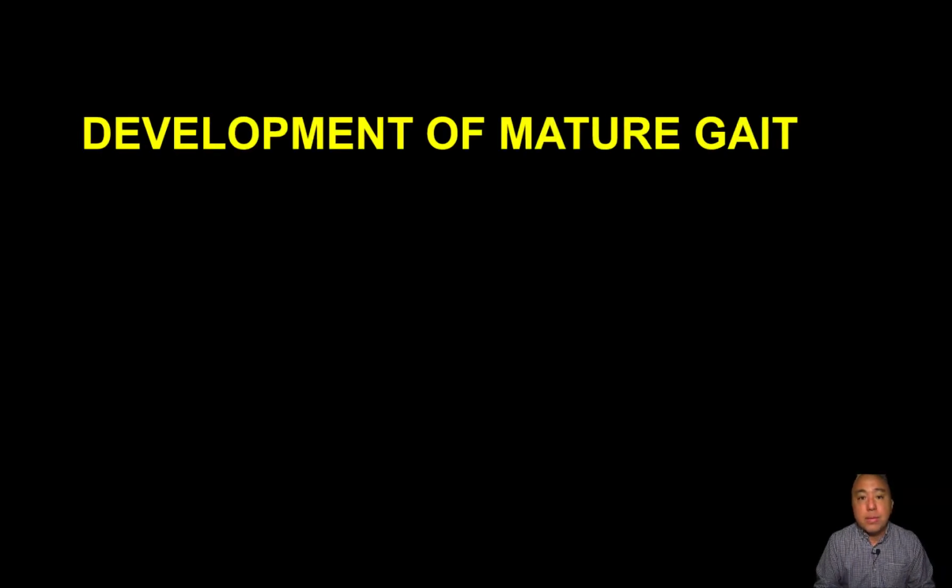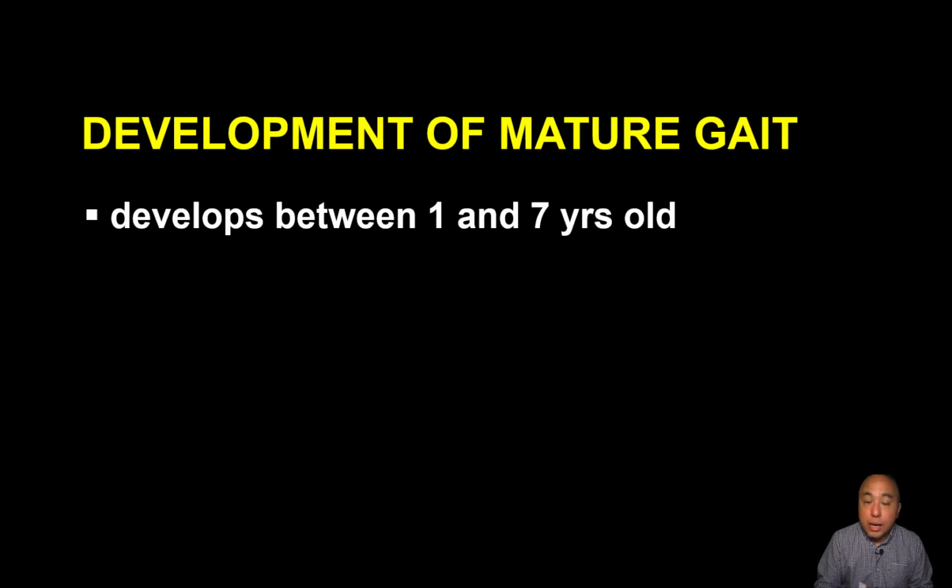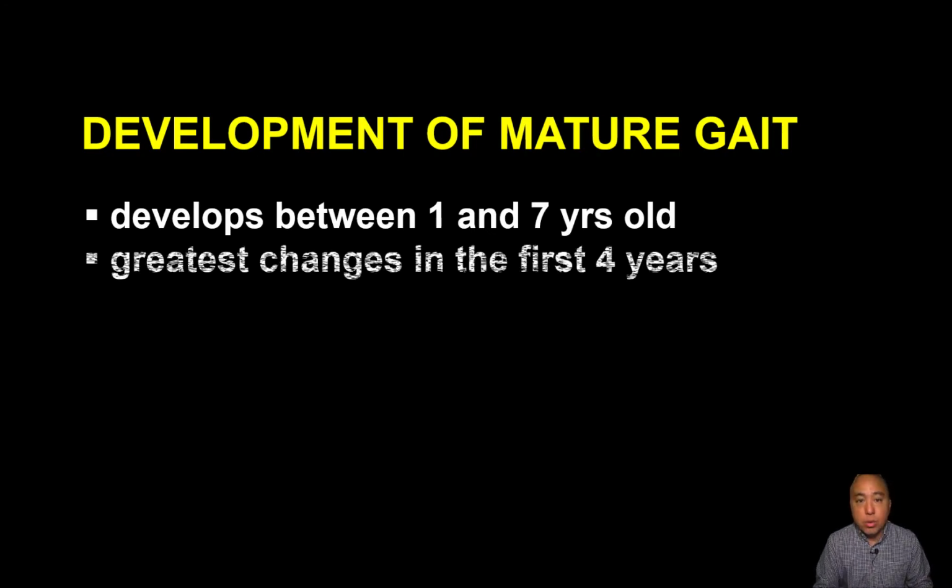If you viewed any of my previous videos on gait analysis, I talk about the basic kinematic and kinetic aspects of normal walking, normal healthy walking. And what I focused on is normal mature walking. This is the gait that a child develops after, say, the first 7 years of walking. In fact, the greatest changes that we see in kinematics and kinetics during walking occur in the first 4 years of walking. It's one of the most fascinating phenomena that we see in biomechanics of walking or gait analysis.